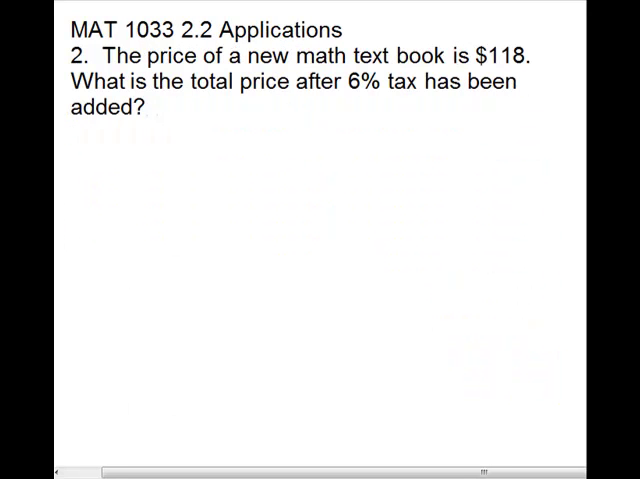Problem 2. The price of a new math textbook is $118. What is the total price after 6% tax has been added? So we have to find a percentage. What is 6% of 118? This is going to be a multiplication. We can review it a little bit. It works with the formula P times B equals A.